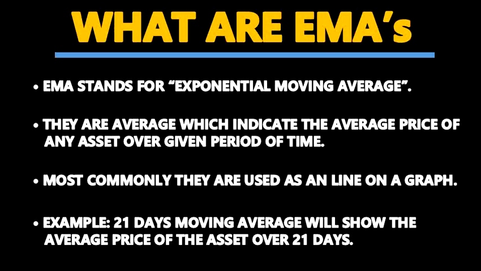For example, a 21-day moving average will show the average price of the asset over 21 days. And remember here guys, we are referring to exponential moving average, not simple moving average or any other moving average. Exponential moving averages are considered one of the best moving averages. So without any further delay, let's get into the point.